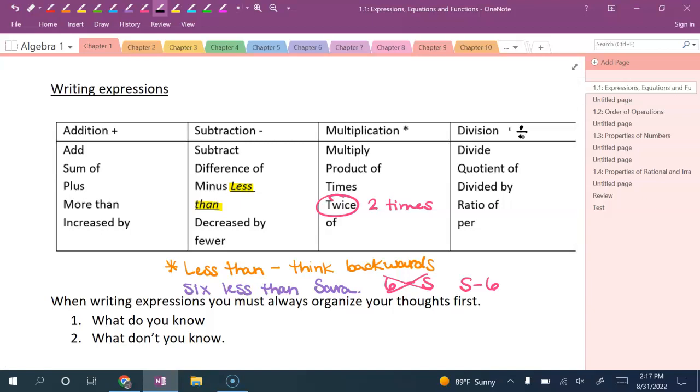When you're writing out expressions, what you're going to want to do is figure out what you do know and what you don't know about the problem. Once you're able to organize it in that sense, you'll be able to figure out what I don't know needs to be represented by a variable, so you'll have to pick a letter to use for that part of the sentence, and then you'll be able to write out an expression to represent what was happening in that problem.